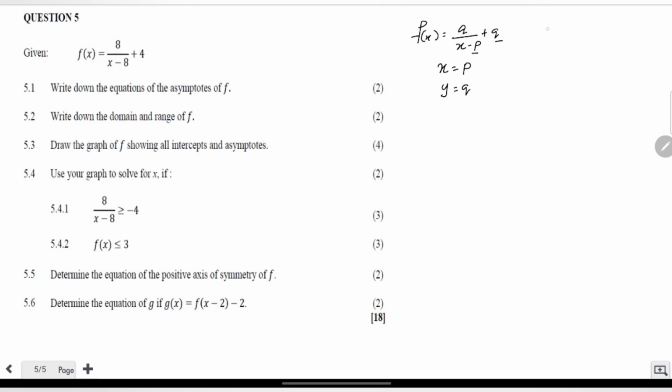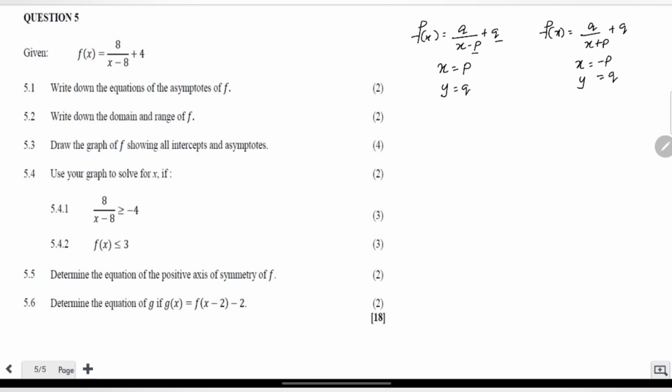But sometimes they will give you the equation like this: f of x is equal to a divided by x plus p plus q. In this case, the vertical asymptote is x is equal to minus p, and the horizontal asymptote equation is y is equal to q. So you have to change it accordingly.